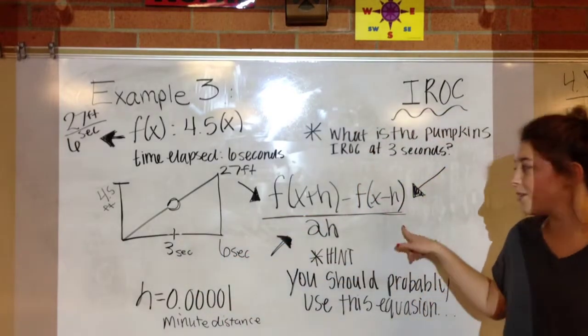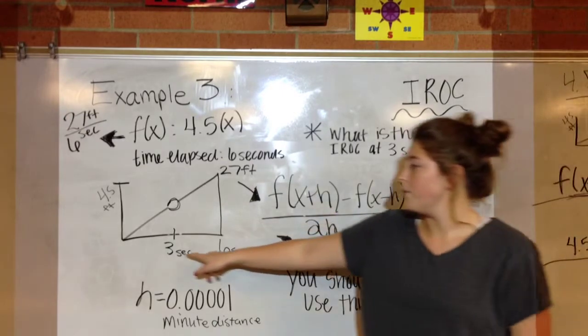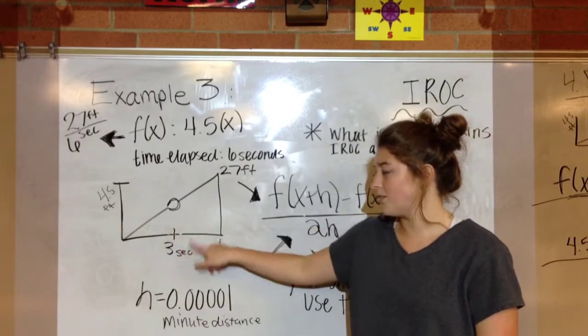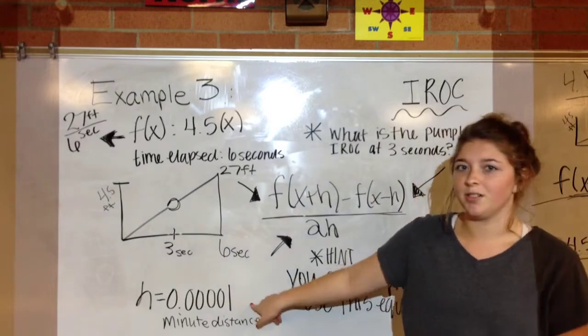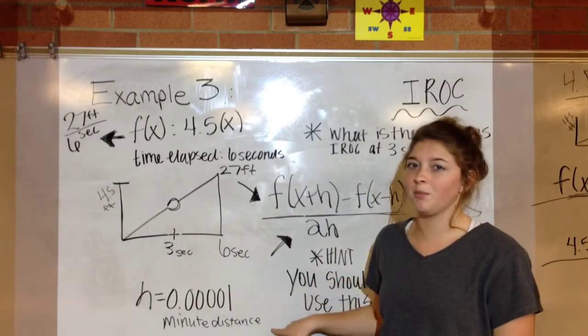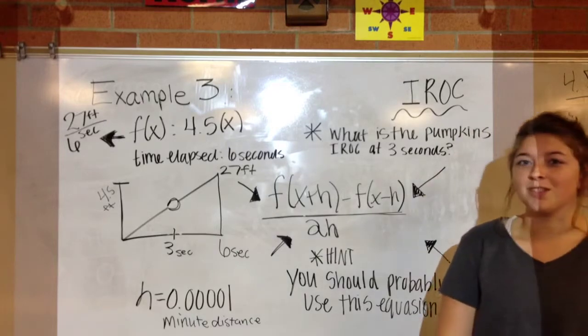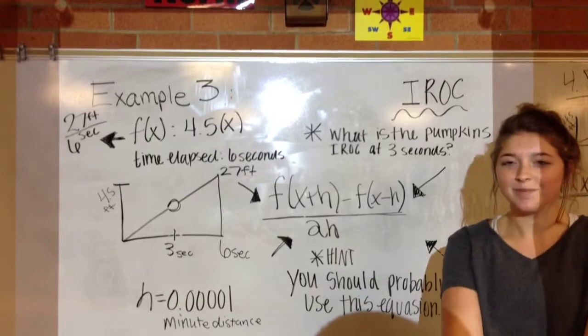So you're probably going to want to use this equation, and you're using an x from both sides close to 3 seconds. And your h is going to equal 0.00001, which is a really minute distance from 0. Okay, now if Ms. Dollar, if you could pause this, and everyone try to do this.